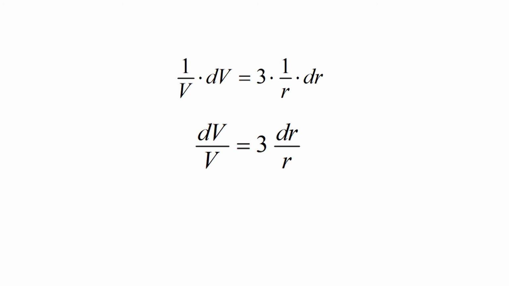Hence, the error relation is delta V by V is equal to 3 times delta R by R, where delta V by V is the relative error in computing the volume and delta R by R is the relative error in computing the radius. The error relation delta V by V is equal to 3 times delta R by R simply says that the relative error in computing the volume of a sphere due to an error in measuring the radius is approximately equal to 3 times the relative error in the radius.